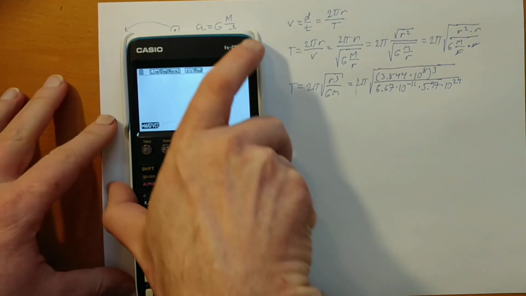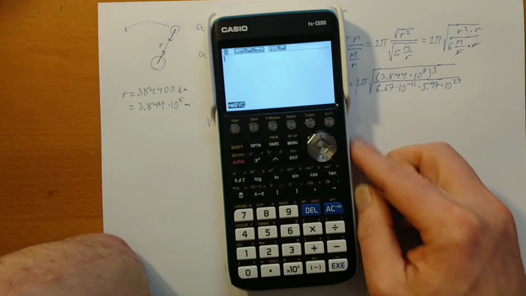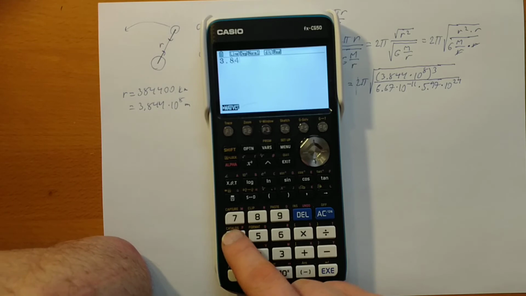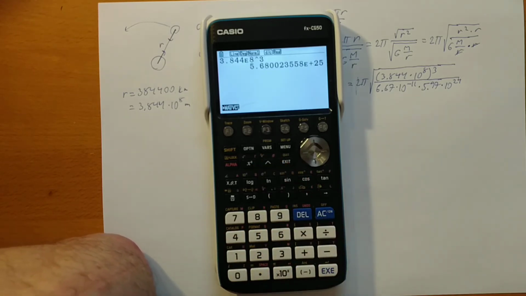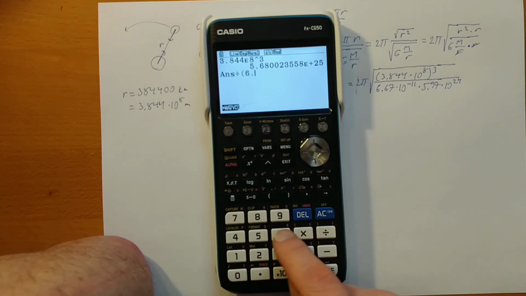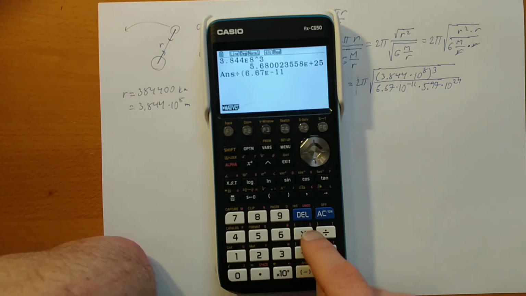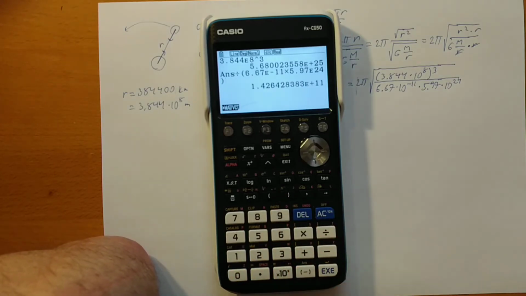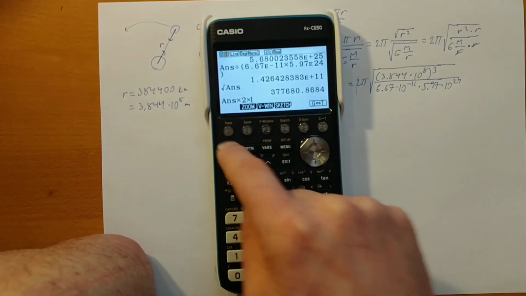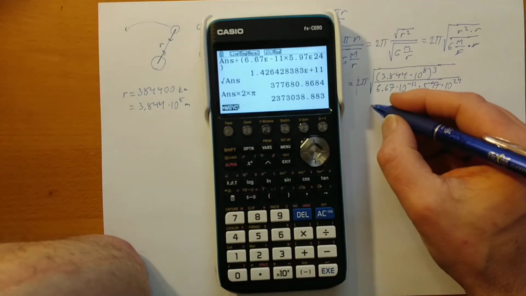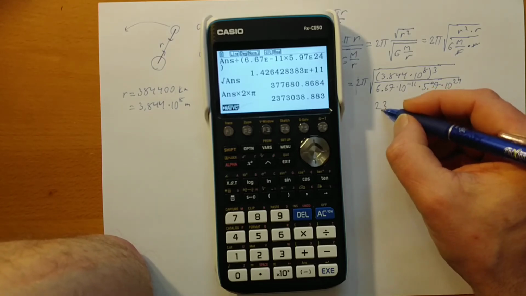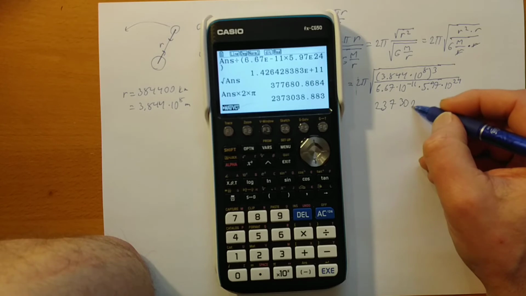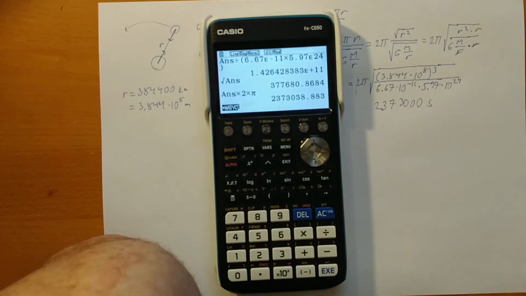And now we take our calculator and calculate this. So I will take 3.844 times 10 to the power of 8, to the power of 3 to start with, divided by bracket 6.67 times 10 to the power of minus 11, times 5.97 times 10 to the power of 24, in bracket. Then we take the square root of this and multiply by 2 and multiply by pi to get the amazing time of 2.373 million seconds, about 2.37 million seconds.